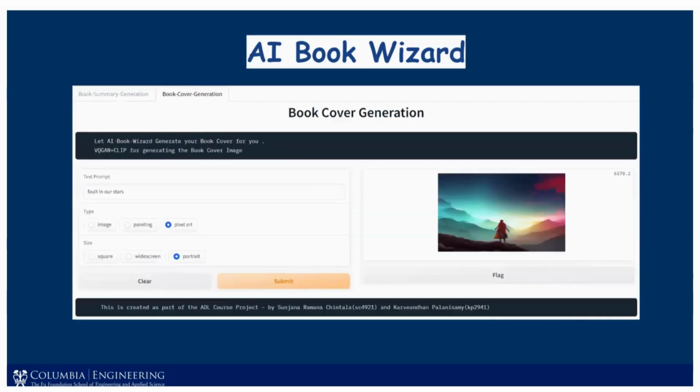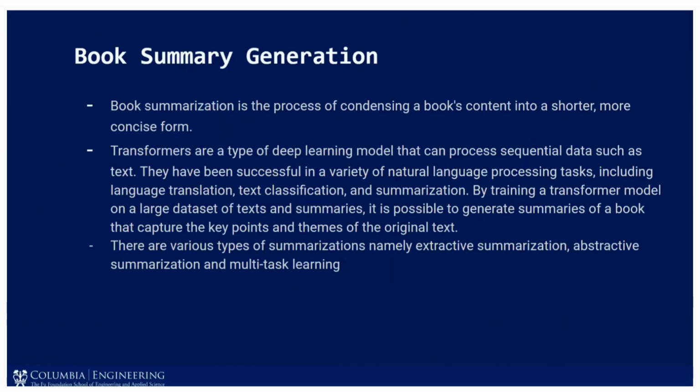Now, let's jump into book summary generation. Book summarization is a process of condensing a book's contents into a shorter, more concise form. This can be useful for quickly conveying the key points of a book or for saving time when reading long texts. Traditionally, book summarization involves manual summarization by a human being.